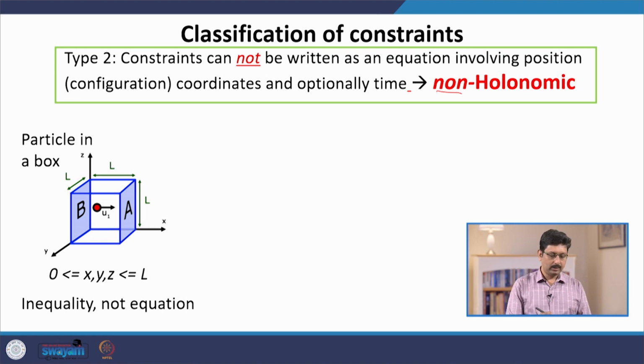In this case the constraint is that, if I take one corner of the box as my origin and the coordinate system as shown in this figure, then the x coordinate can be only between 0 and L, where L represents the length of the box in each direction. But this is an inequality, this is not an equation.